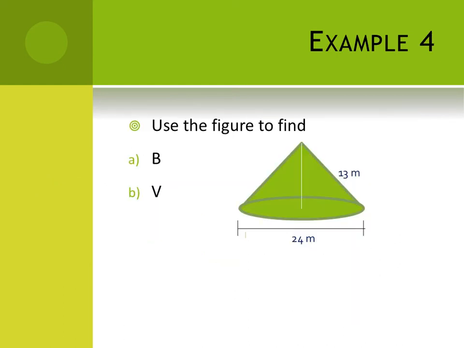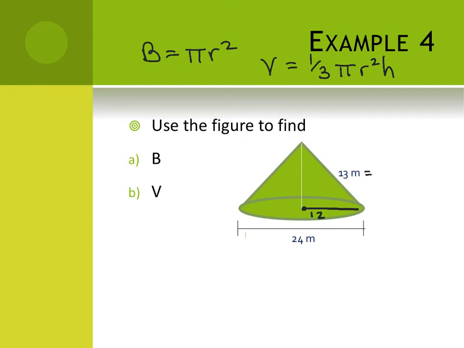So it first wants me to find the base, the area of the base, and the volume. So again, remember the formula we're using for base. Our base shape is a circle. So pi r squared, and our volume of a cone is 1/3 pi r squared times height. So this is a diameter, so I'm going to split it, and my radius is 12.